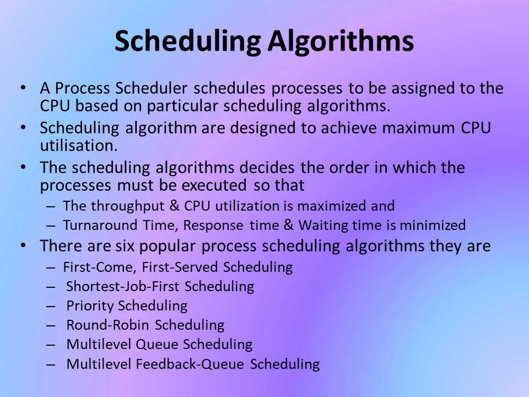Now there are 6 popular process scheduling algorithms, and they are first come first serve scheduling, shortest job first scheduling, priority scheduling, round robin scheduling, multi-level queue scheduling, and multi-level feedback queue scheduling. We will be seeing all these algorithms in detail in the next topic, I mean in the same part but in the next topic.